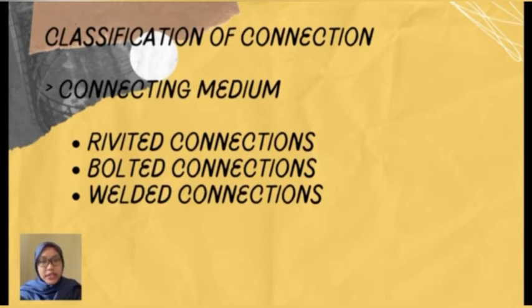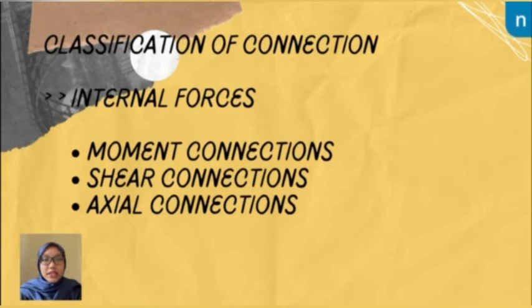Next, internal forces. One of the most important considerations when designing a steel connection is to design based on the internal forces that the connection is expected to transmit. Connections are classified as axial, shear, semi-rigid, or moment, based on the primary load that the connection is to carry. Connections, however, are most typically expected to carry two or more of these loads. These include moment connection, shear connection, and axial connection.